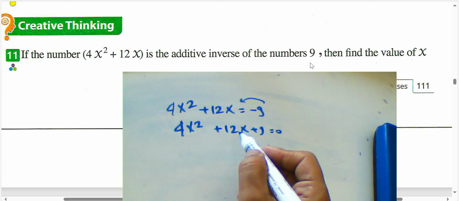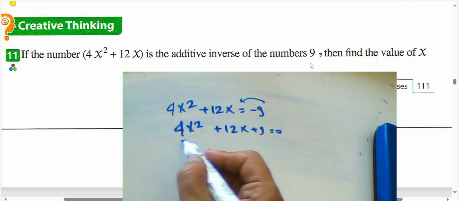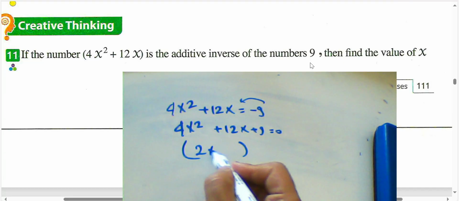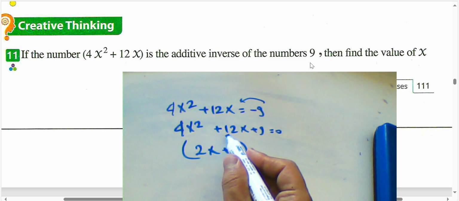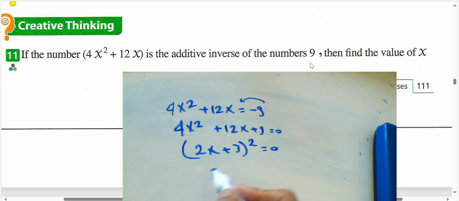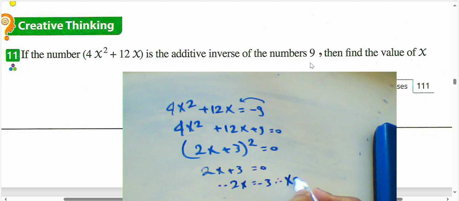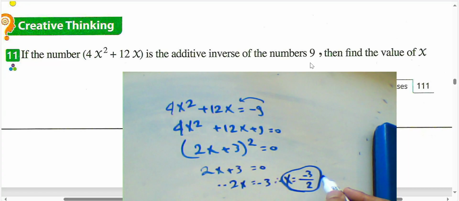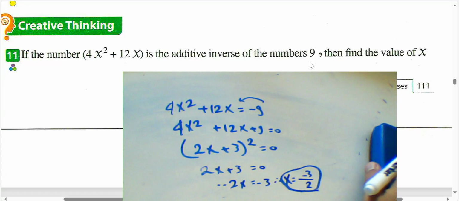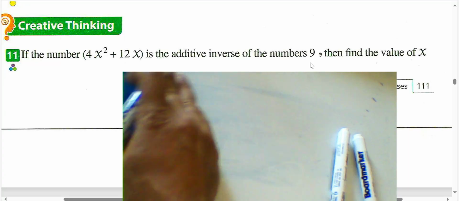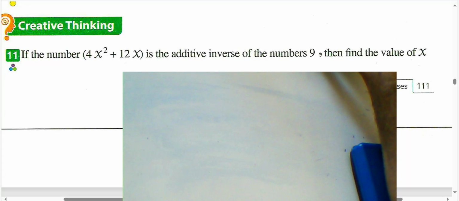This expression we call a perfect square. You can write the square root of the first and the third and the sign of the middle, all power 2 equals 0. We can take the square root of the left hand side and right hand side. Then 2x plus 3 equals 0, so 2x will be equal to negative 3. Then the value of x equals negative 3 over 2.